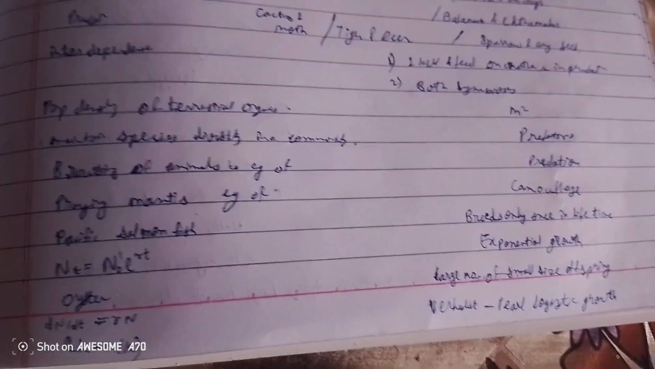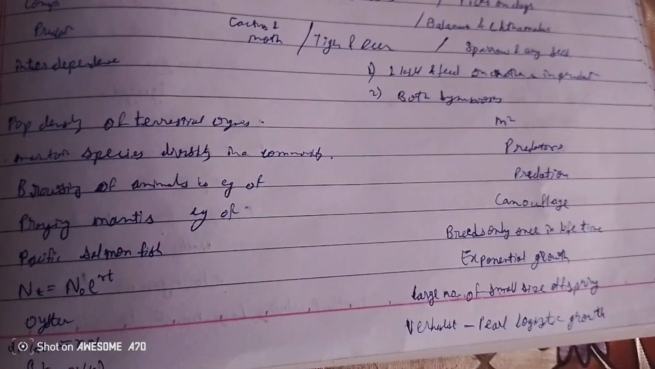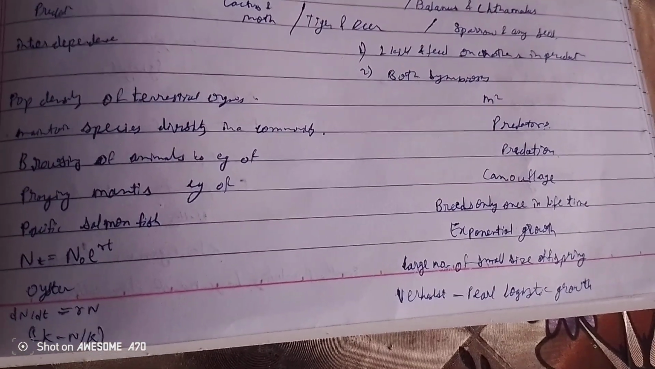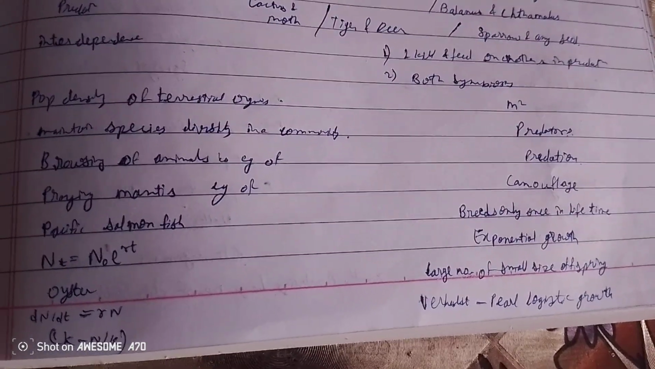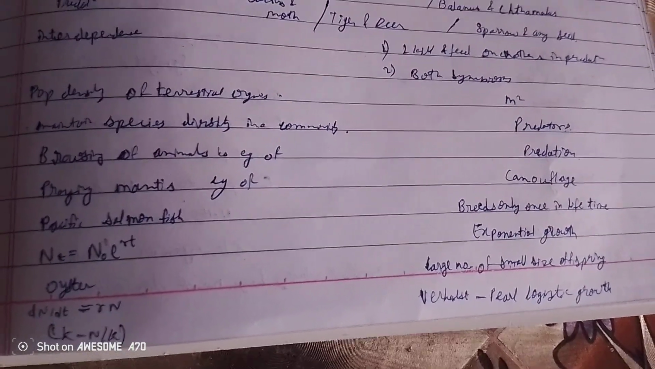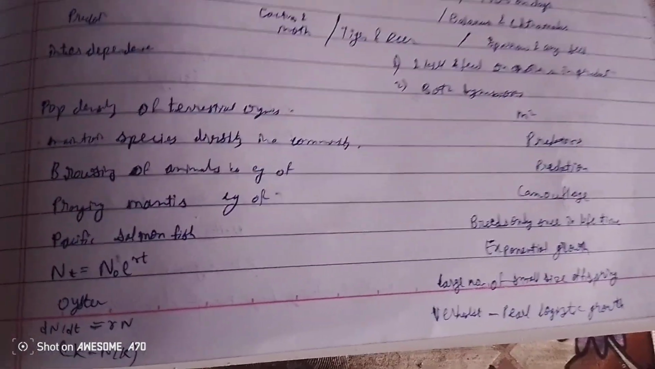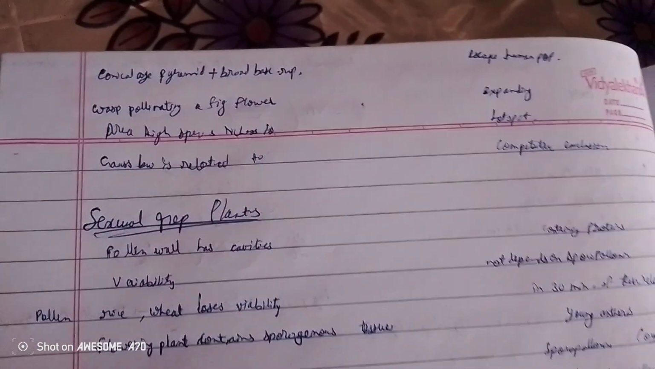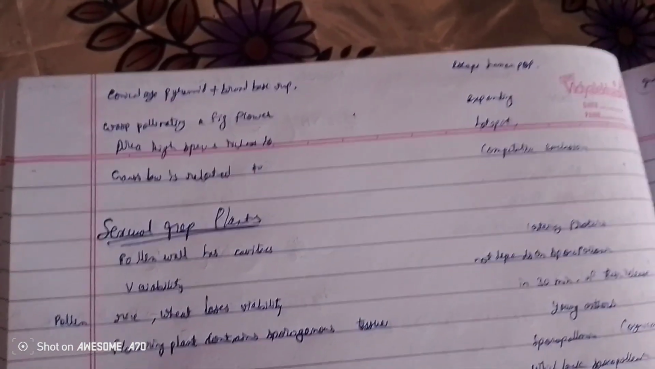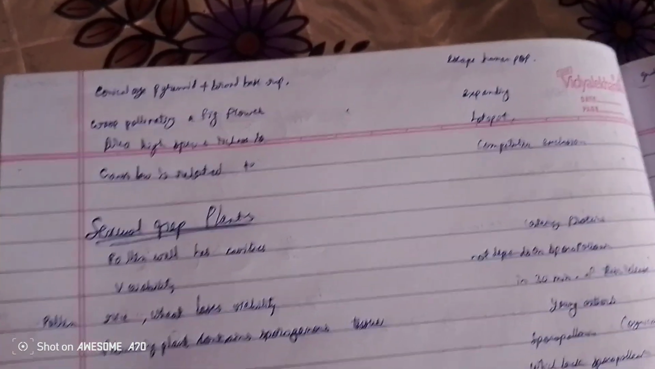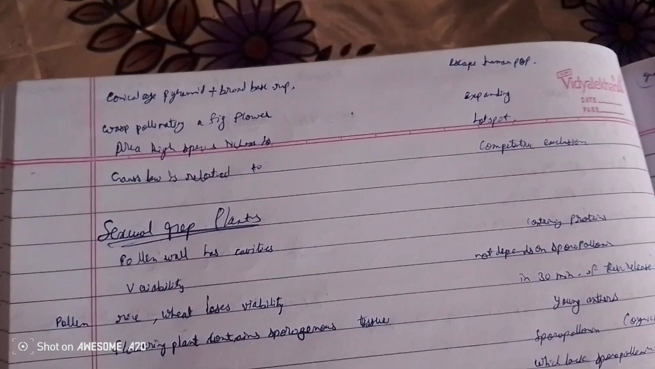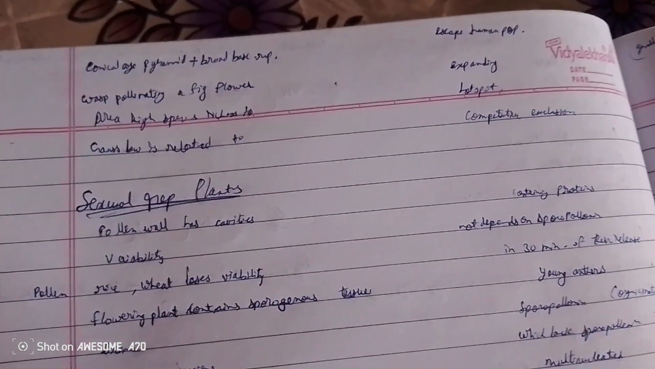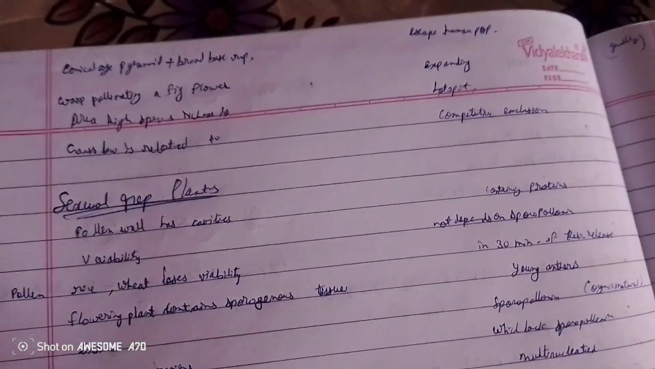Exponential growth. Oysters produce a large number of small size offspring. dN/dt = rN. (K - N)/K: Verhulst-Pearl logistic growth. Conical pyramid with a broad base represents an expanding human population. A wasp pollinating a fig flower. An area of high species richness is a hotspot. Gause's law is related to competitive exclusion.